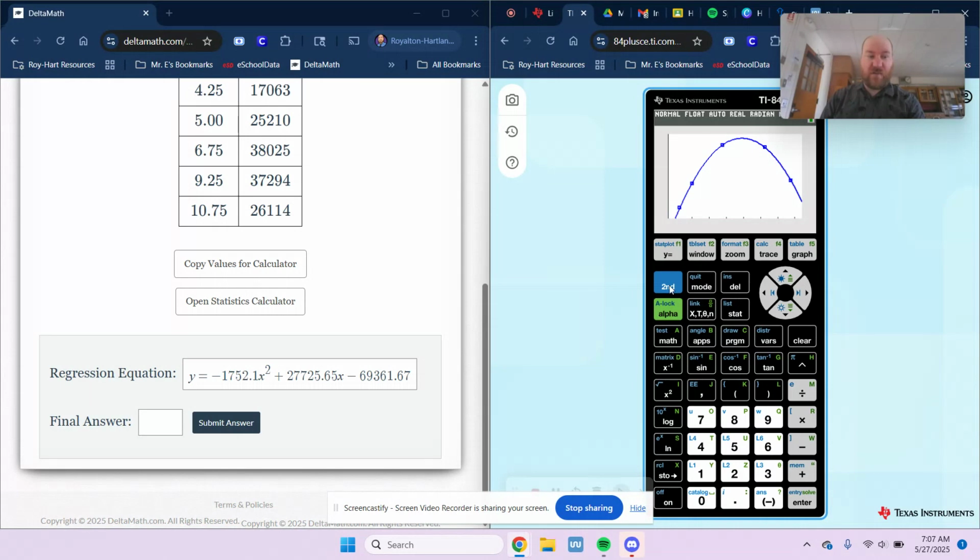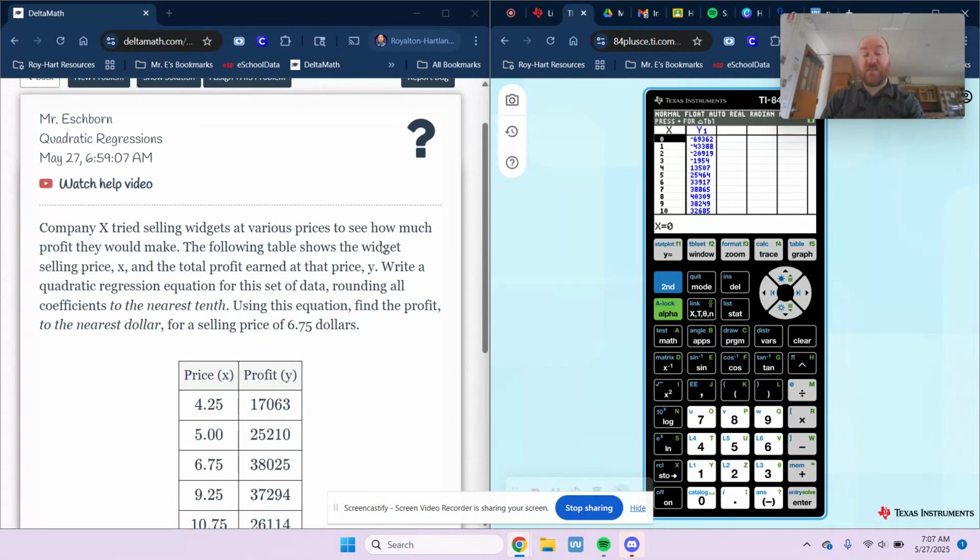So now we're going to go to the table and we're going to find 6.75 as our x, right? They want a price of 6.75. And there's a problem with that because our table counts up by 1. So the last calculator thing I'm going to show you is how to change what the x values are on your table here. So we're going to go to second table set. And we're going to tell it we want our table to start at 6.75. We're not going to change anything else here. We want our table to start at 6.75.